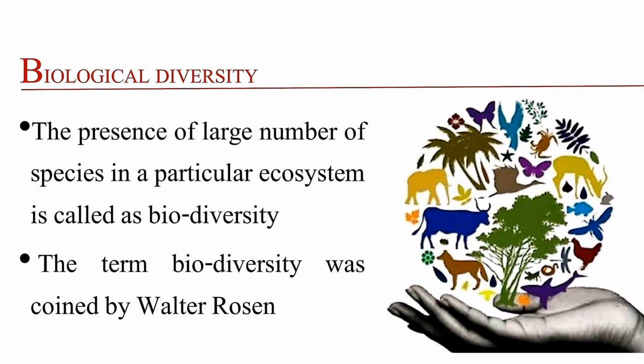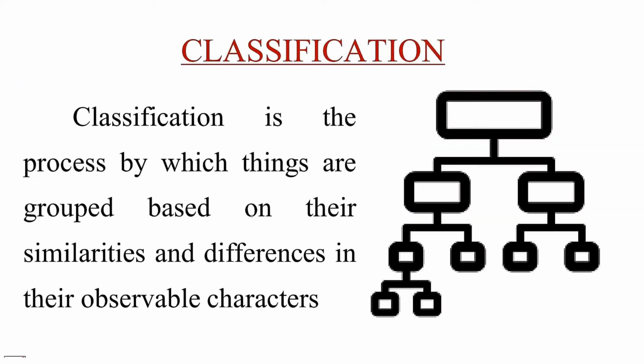Biodiversity means the presence of a large number of species in a particular ecosystem. The term biodiversity was coined by Walter Rosen. When a large number of species are occupying a particular place, then learning them as one mass is impossible. So there exists the principle of classification.